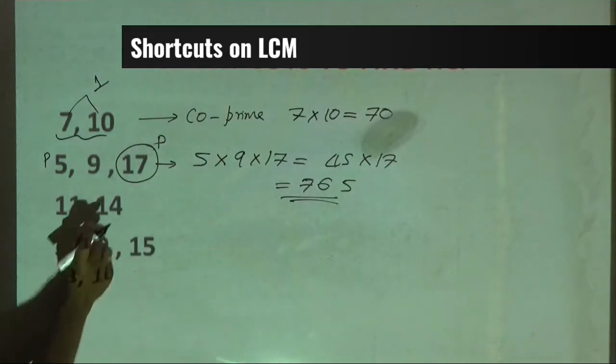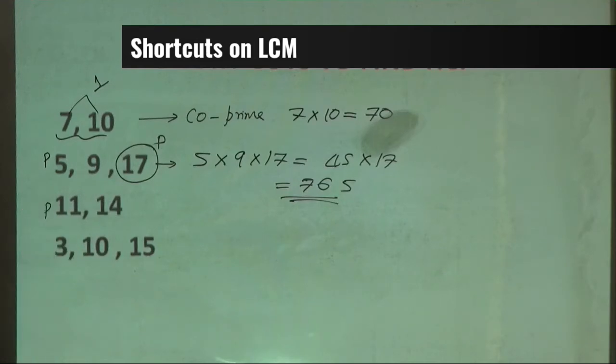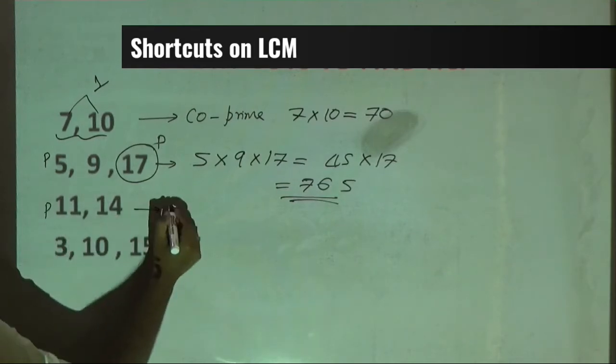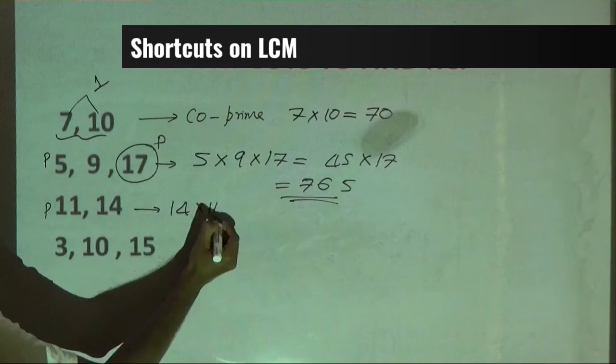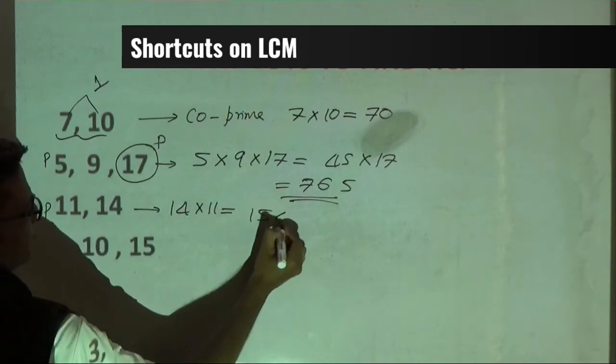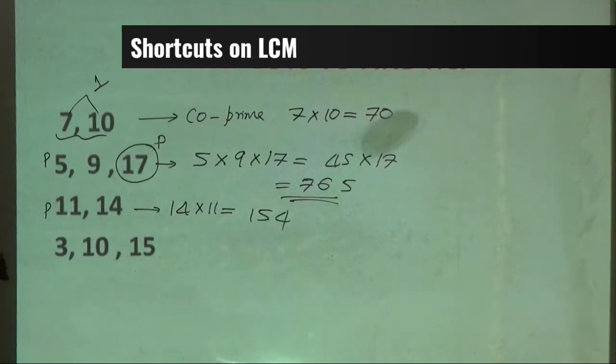Now, here you observe. 11 is a prime number. Therefore, what is your LCM? 14 into 11. So that will be 154. Hope you have understood with this example also. Okay, now the next question.